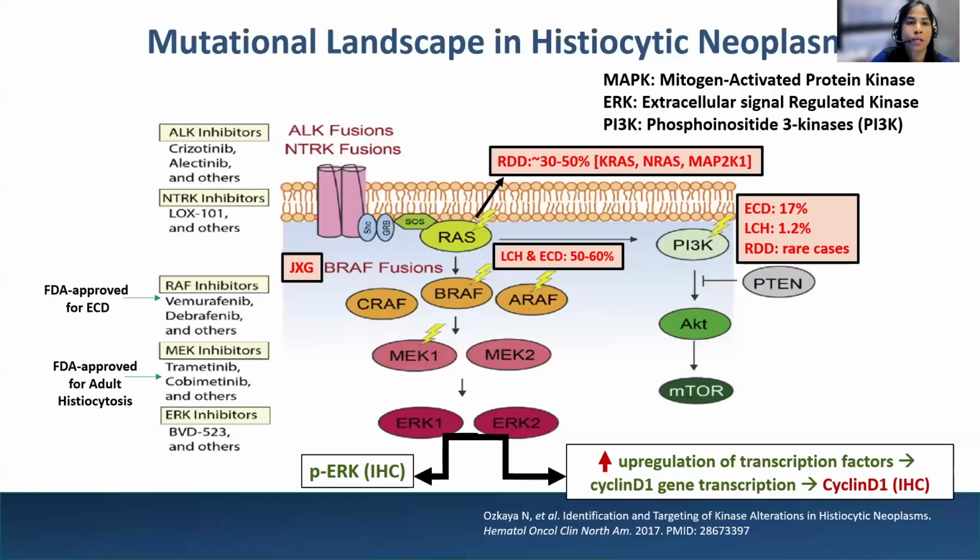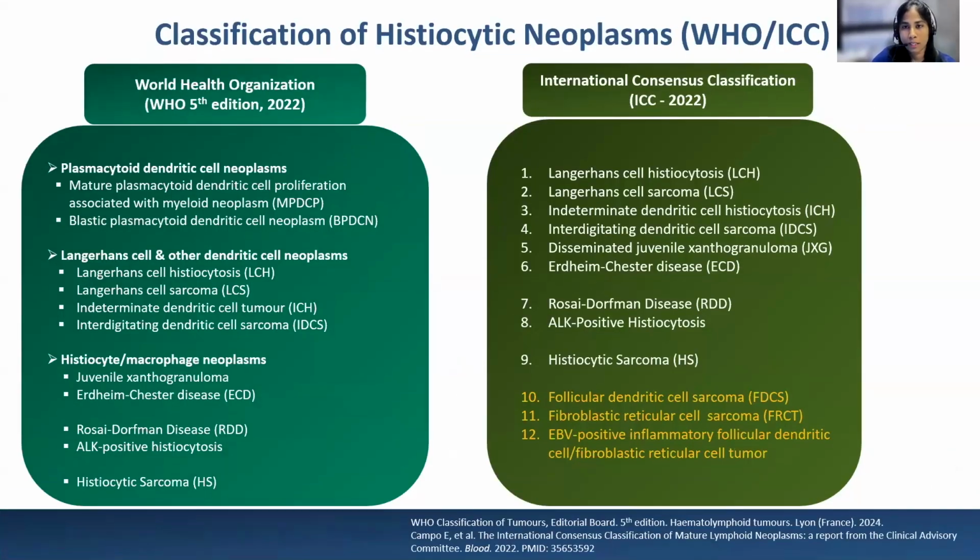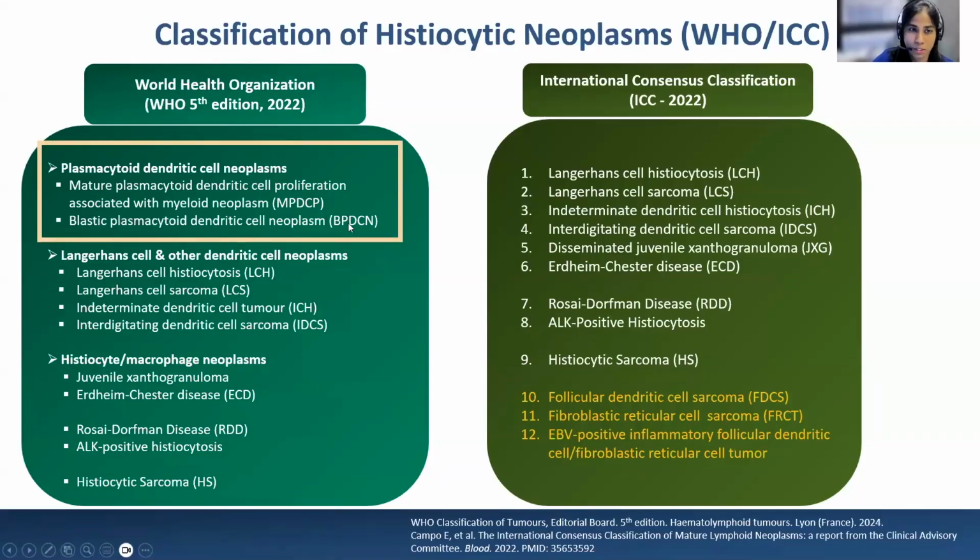Coming to the classification, there are multiple classifications that currently exist. In the hematopoietic tumors, there are two different classifications that came out in 2022. There are three important distinctions and differences from the prior classification system. Number one, the WHO recognizes the plasmacytoid dendritic cell neoplasms under the category of histiocytosis because of the shared ontogeny with the other histiocytic neoplasms. However, the ICC does not include this entity under the histiocytosis, primarily because it has a different biology and clinical course, unlike other histiocytosis.